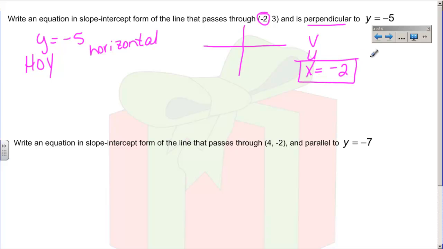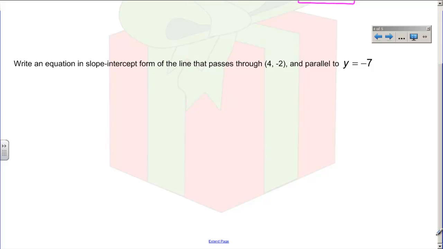That is all the math you have to do. That is why these are gimme questions. It's a horizontal line. Perpendicular has to be vertical. All you got to do is look at the point and pull out the number. This next one is also a gimme question.